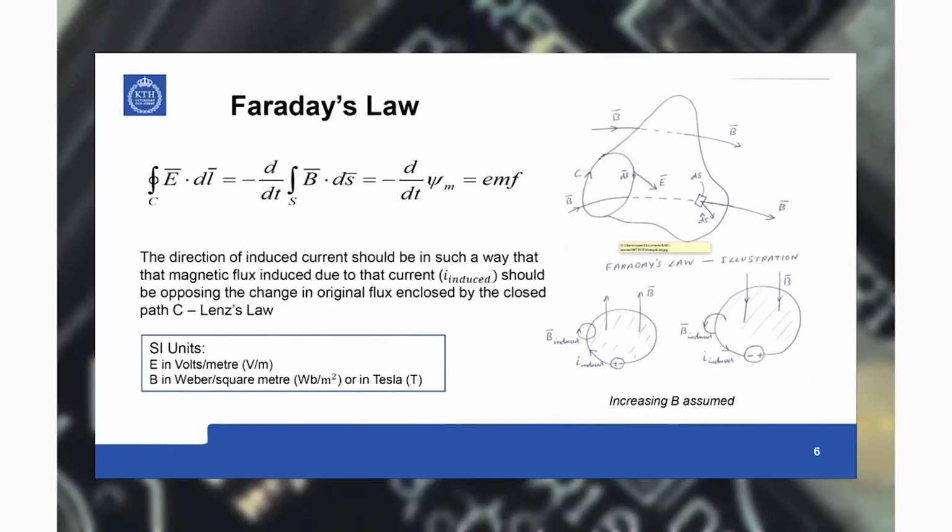Now the direction of the induced current should be in such a way that the magnetic flux induced due to that current I induced should be opposing the change in the original flux enclosed by the closed path. So this is called Lenz's law. So we are using Lenz's law in finding out in which direction the EMF should be, the polarity of EMF.